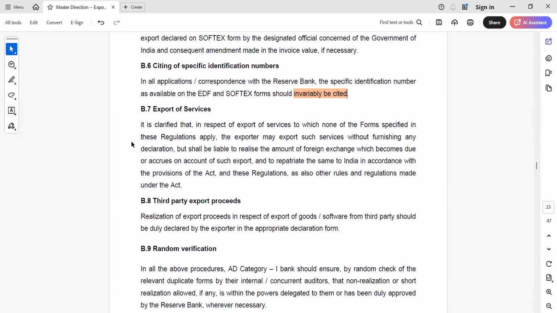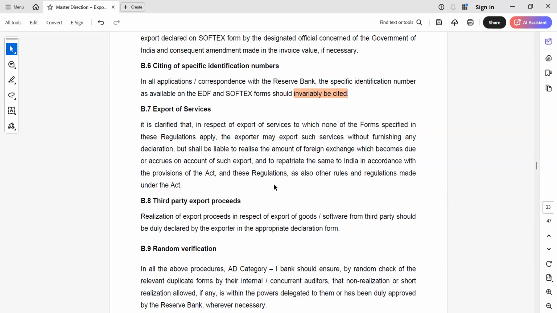Export of services. Some people are giving online services, guiding somebody, teaching somebody. So it is clarified that in respect of export of services to which none of the forms specified in these regulations apply, the exporter may export such service without furnishing any declaration, but shall be liable to realize the amount of foreign exchange which becomes due or accrues on account of such export and to repatriate the same to India in accordance with the provisions.